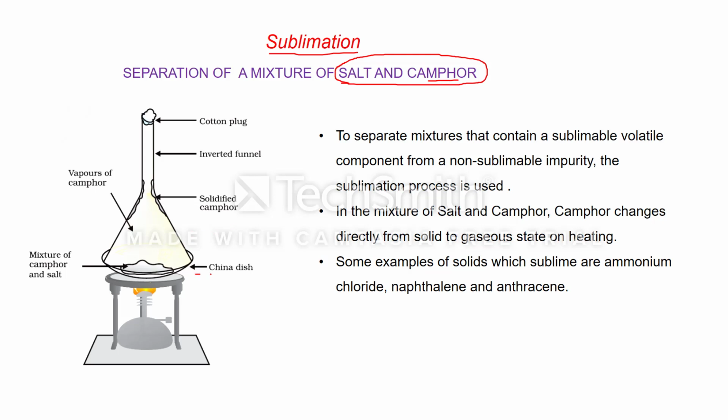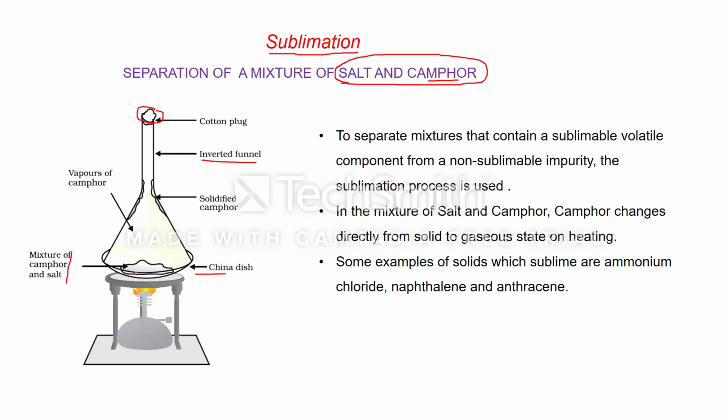This is a china dish, and in this china dish we put the mixture of camphor and salt. Then on this china dish we put an inverted funnel. Clear. And this is a cotton plug. This closes this part of the funnel. When we heat it, what happens?